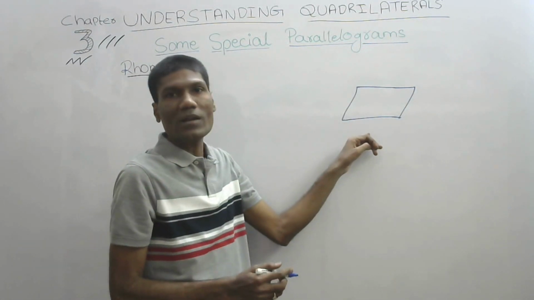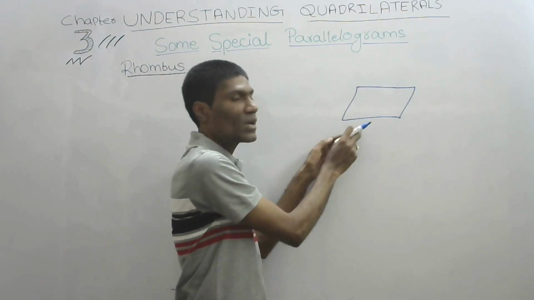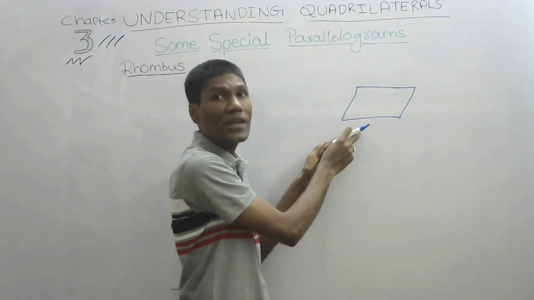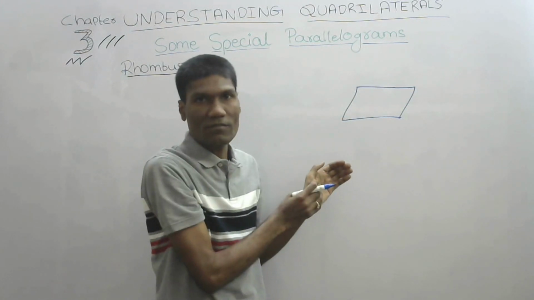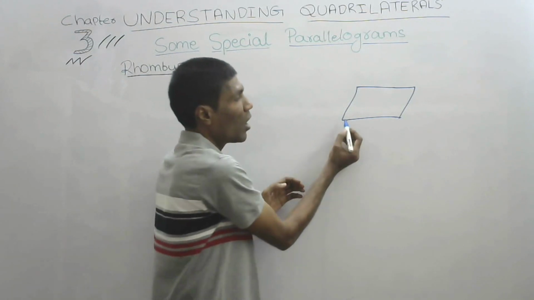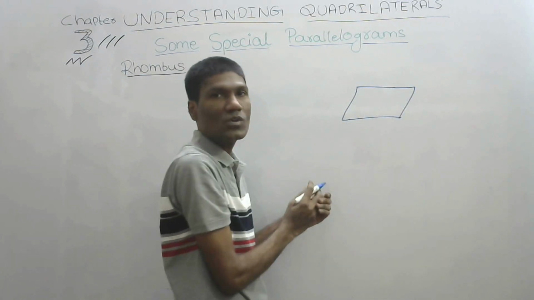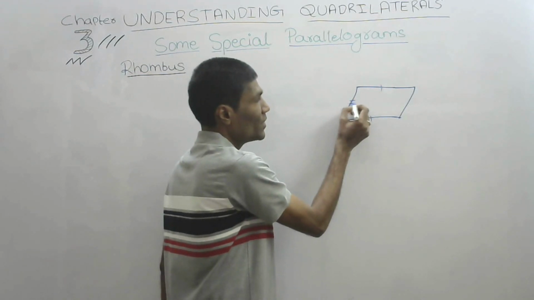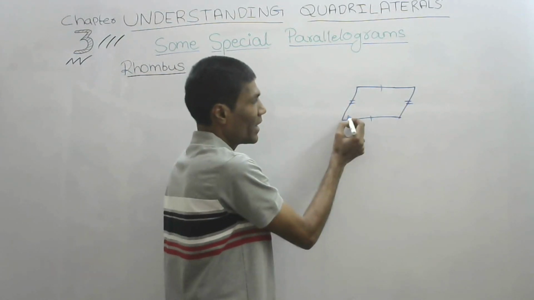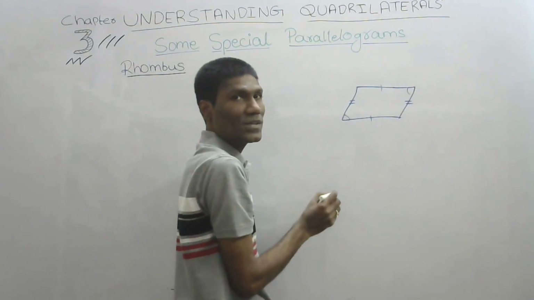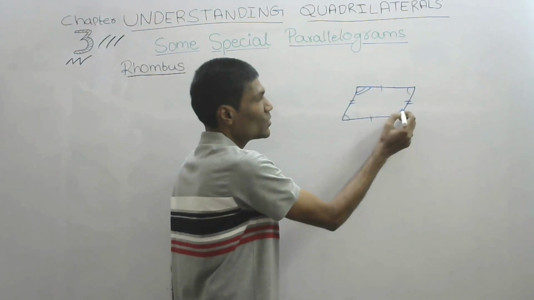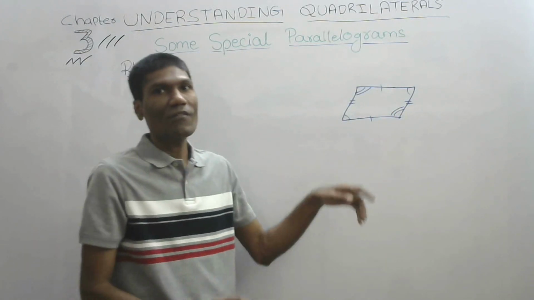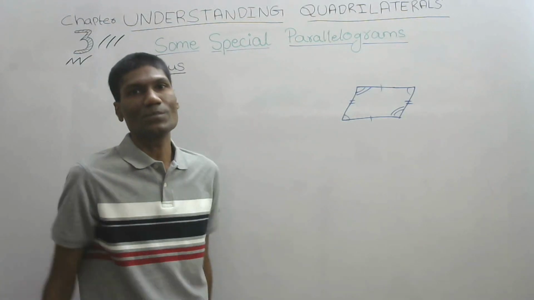This is called a parallelogram. As these are parallel, we have also seen that the opposite sides are equal. And also we have seen opposite angles are equal. So these sides are equal. This side is equal. And these angles are equal. This is what a parallelogram is. Now, in this, we will see some special types.